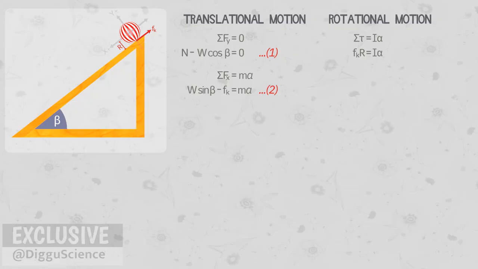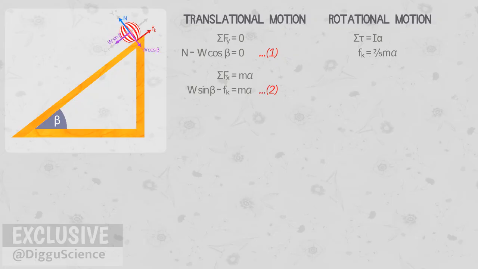The moment of inertia is 2 over 5 m r squared. In rolling motion, alpha equals a over r. Review the rotational kinematics course to understand this in more detail. This equation can be simplified as Fk equals 2 over 5 ma. We'll call this equation 3.